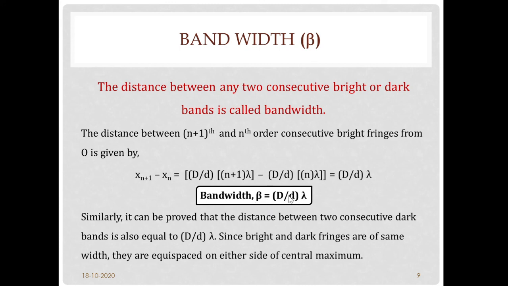Small d is the distance between the two slits. Or we can also increase the distance of the screen, and the bandwidth will increase. But if capital D is increased too much, the bandwidth will be very low, or the intensity of the bright band diminishes if we keep the screen at a far distance.